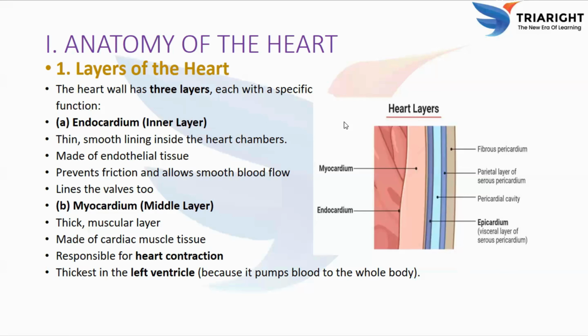So in the picture, you can see the pericardial cavity. This is a space with lubricating fluid, and the parietal layer is the outer serous membrane, and the fibrous pericardium is a tough protective outer sac. So these extra layers form the pericardium. It protects the heart and reduces friction during the beating. Okay, and these are the heart layers.